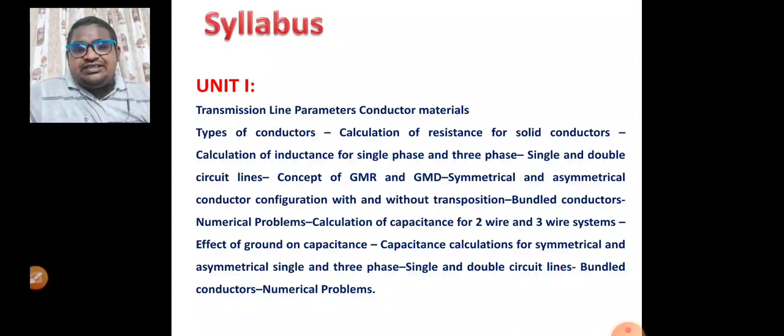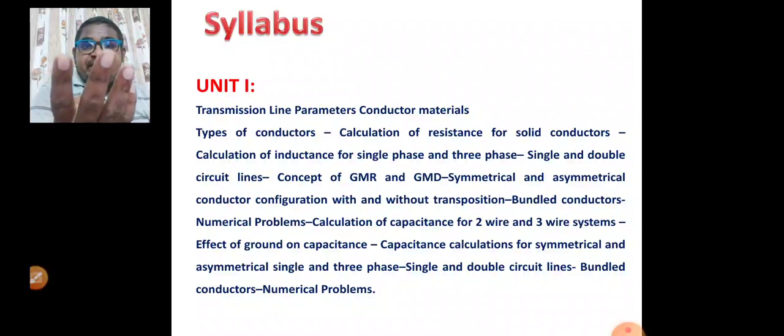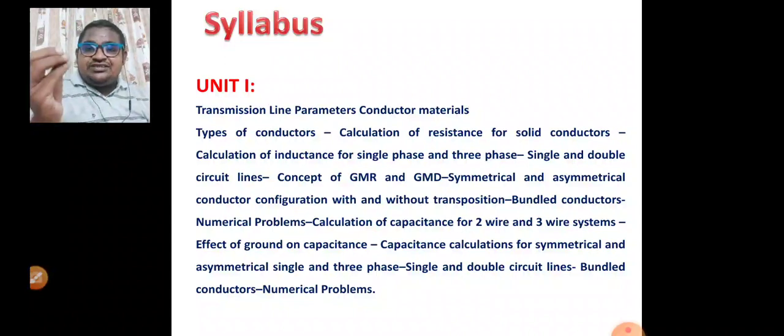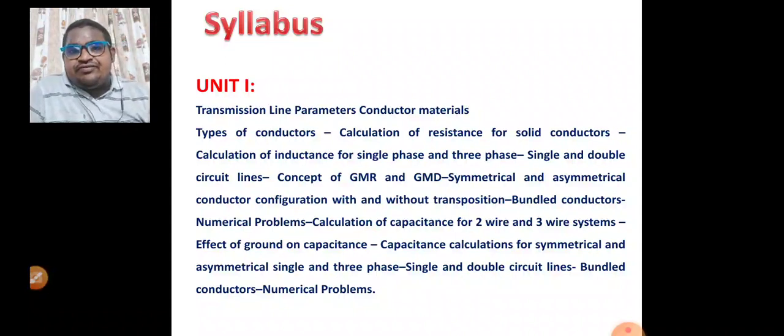But in the case of field theory, there are many parameters. What are the many parameters? Electric field, magnetic field, electric field intensity, magnetic field intensity, electric flux, magnetic flux, electric flux density, magnetic flux density, and the Lorentz force equation, that is electric force and magnetic force. So like that we see many parameters in the field concept.